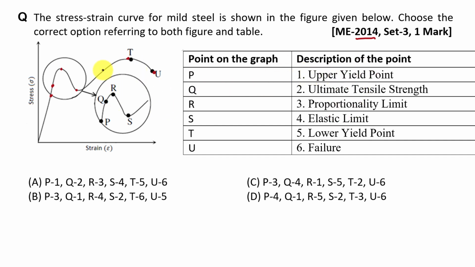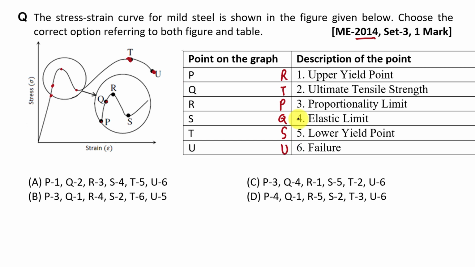This upper yield point will be this point, that is point R. This ultimate tensile strength will be here, means this T point. This proportionality limit is at the point P. This elastic limit is point Q. This lower yield point is point S and failure occurs at point U.